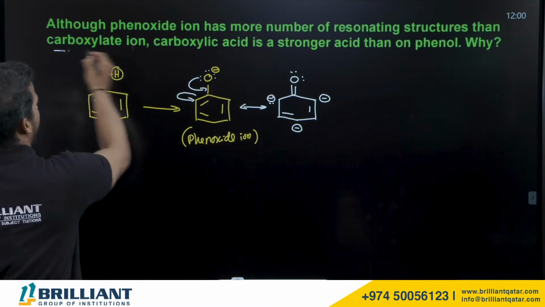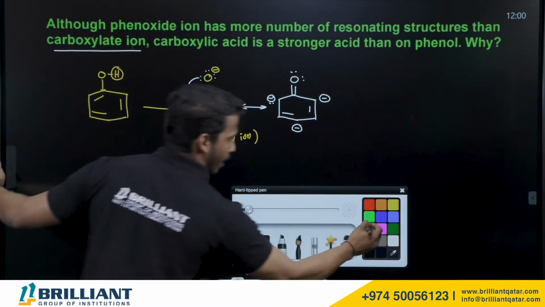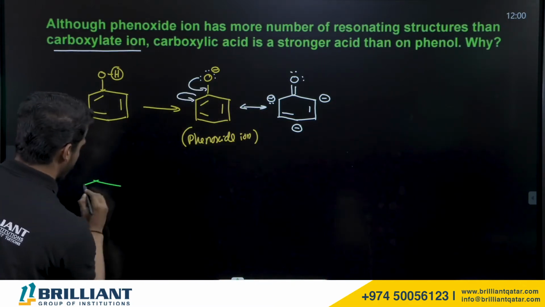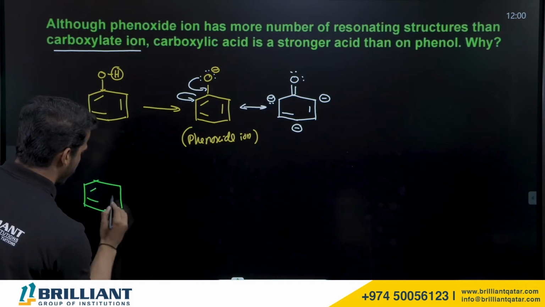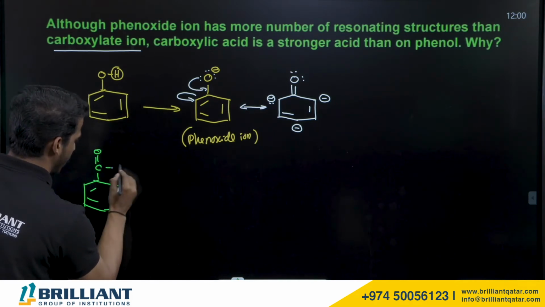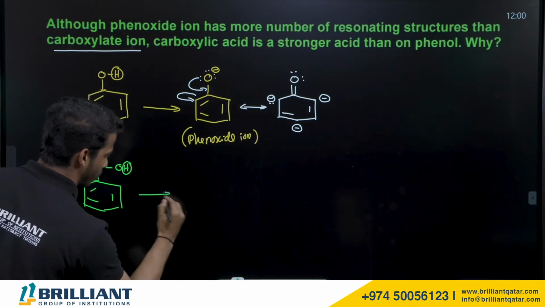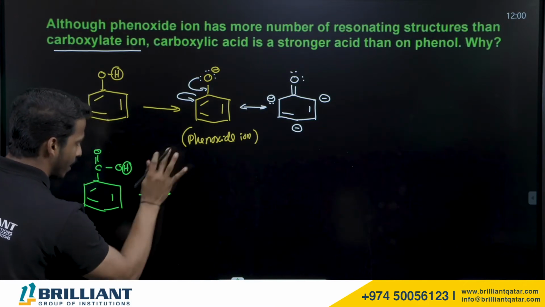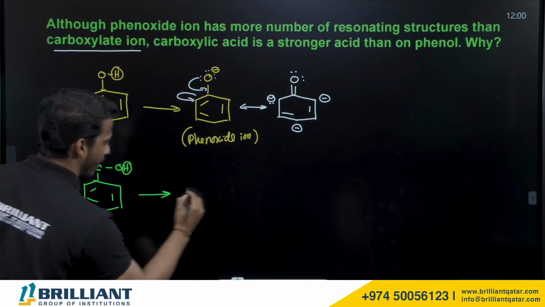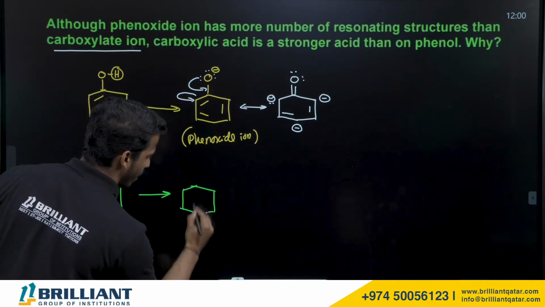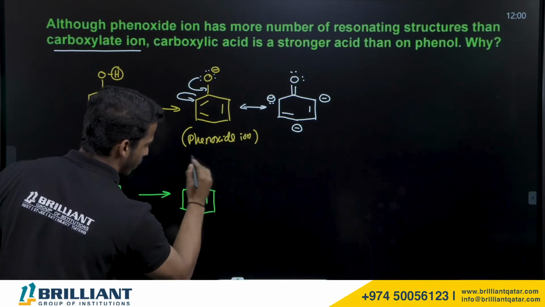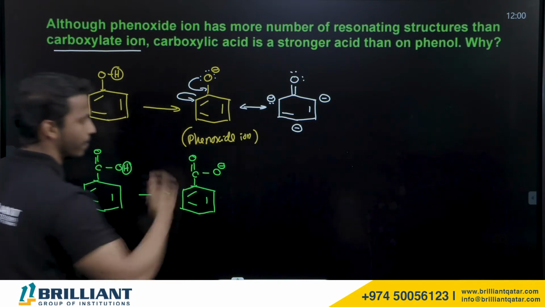Now let me take the carboxylate ion. What is carboxylate ion? Let me take carboxylic acid. What is carboxylic acid? Benzene with COOH. This hydrogen is acidic in nature, so it can leave as H plus ion. When this hydrogen leaves as H plus ion, this oxygen carries a negative charge. So I can write benzene with C double bond O minus.